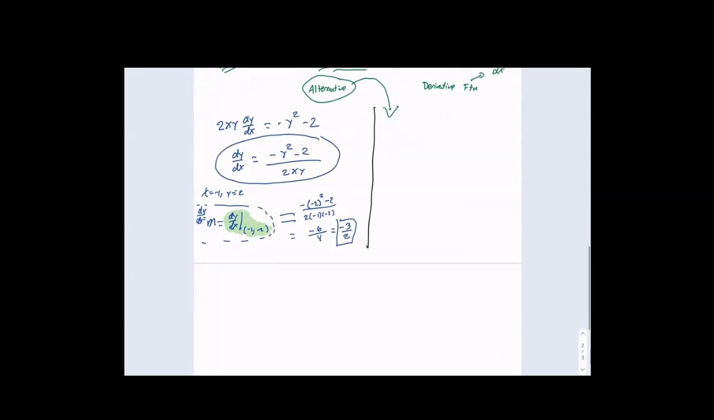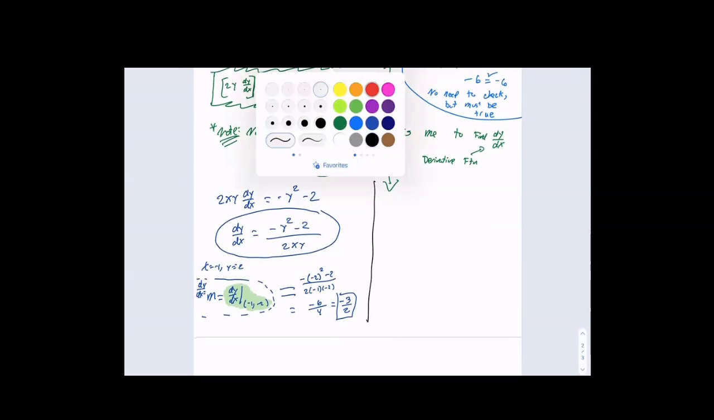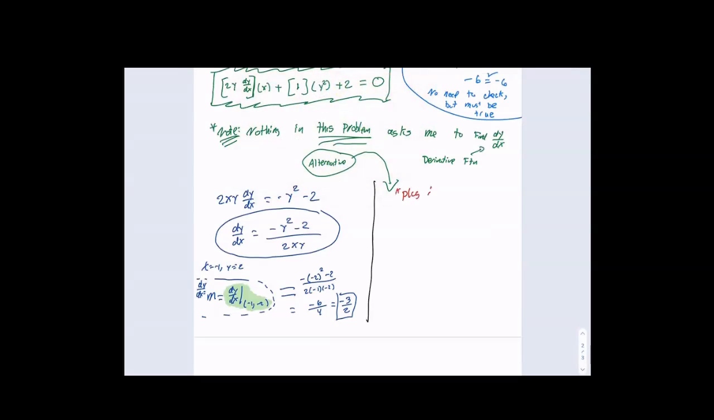So that's my answer. -3/2 is my answer. Now, the alternative method is just to plug in right after differentiation. So in other words, I'm going to plug in directly from there. I'm not going to find a derivative. Now, which method is correct? They're both correct. You want to be comfortable in terms of doing it. This is what's more efficient for it, and oftentimes can be the right answer.